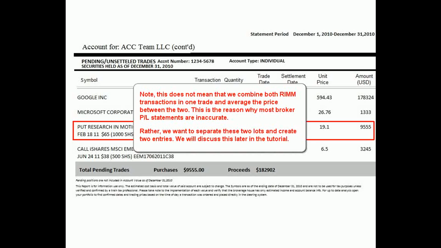Note this does not mean that we combine both REM transactions in one trade and average the price between the two. This is the reason why most broker P&L statements are inaccurate. Rather, we want to separate these two lots and create 2 entries. We will discuss this later in the tutorial.